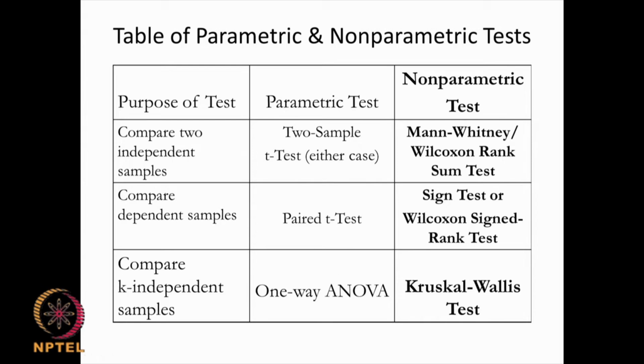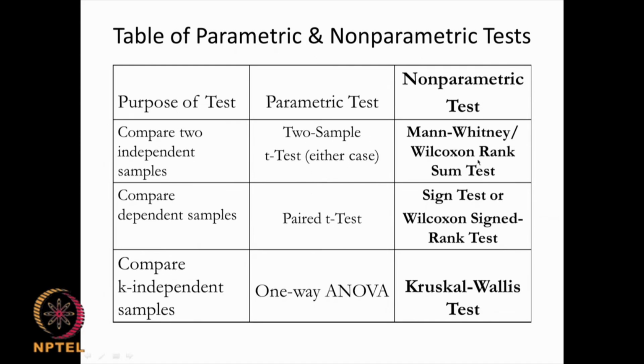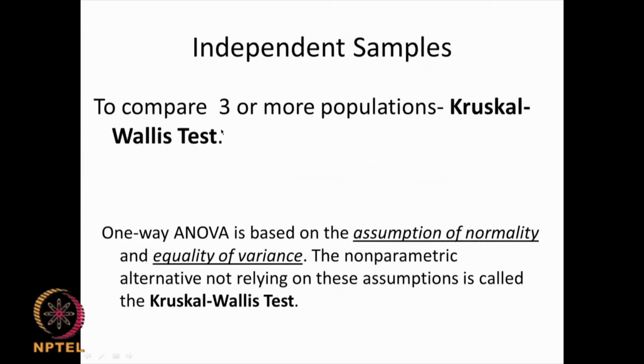Now, let us look at the equivalent to your one way ANOVA. What do we do in one way ANOVA? We have several sets of samples and we are trying to compare them. If you have the homogeneity of variance, we can use ANOVA, but otherwise we need to resort to something called a Kruskal-Wallis test. If you have 2 populations, then of course we can use this Mann-Whitney-Wilcoxon rank sum test, or if it is paired then we can use the sign test and so on.